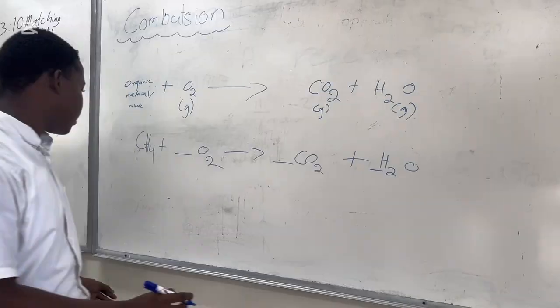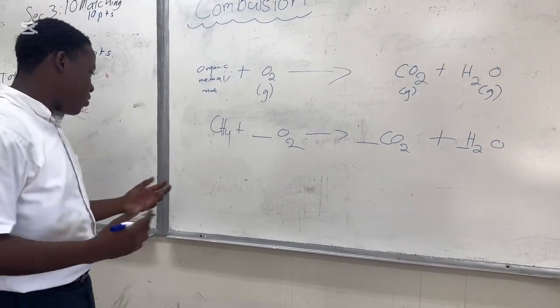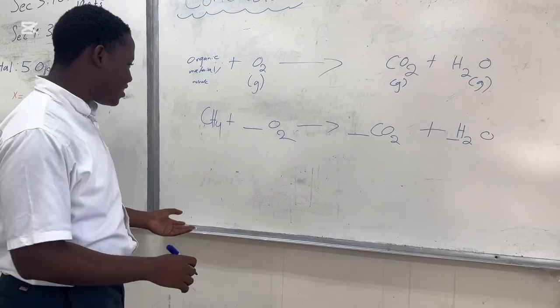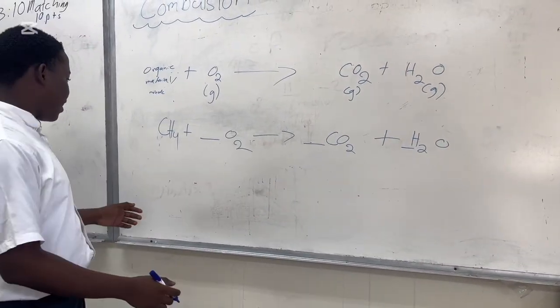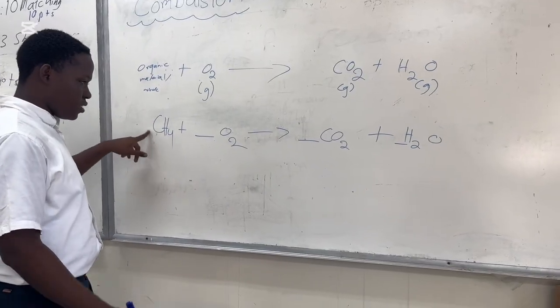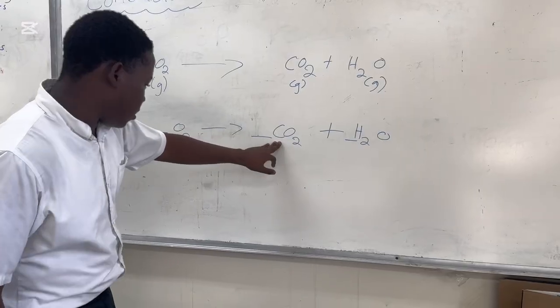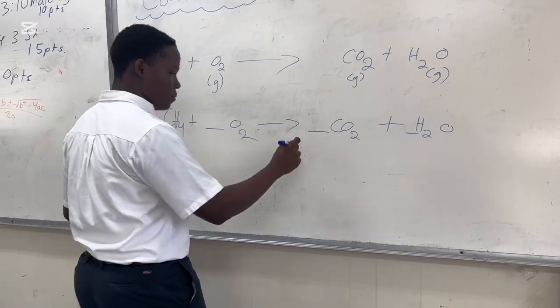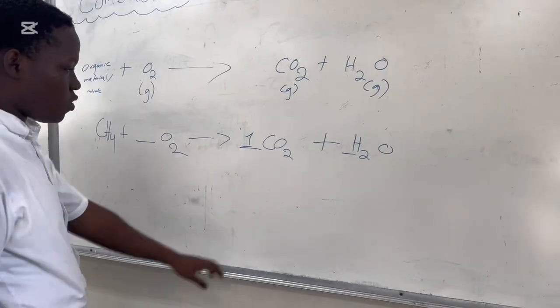Left is the balance. And like I said, matter cannot be created or destroyed. So to balance it, this has 4 hydrogen and this only has 2. So we have 1 carbon on this side and 1 carbon over here, so keep it. And then for the hydrogen, there's 4 over here and only 2 here.